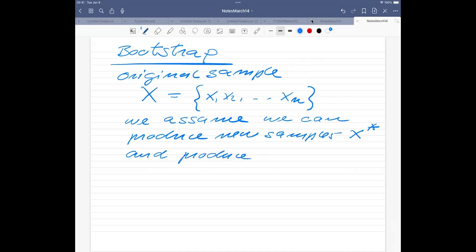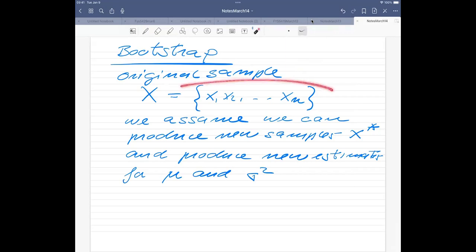And produce new estimates. What we are calculating now are the mean values, the sample mean, and the sample variance, new estimates for mu and sigma squared. The way you could think of this is simply to rerun the experiment. Suppose you have an experiment which gives you this set of samples, then you could simply rerun the experiment and get a new set of samples.